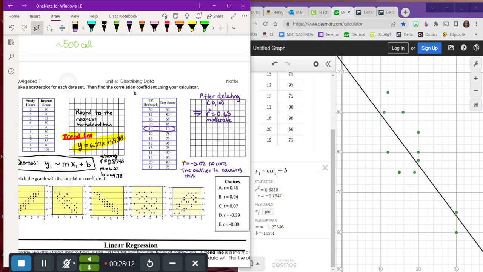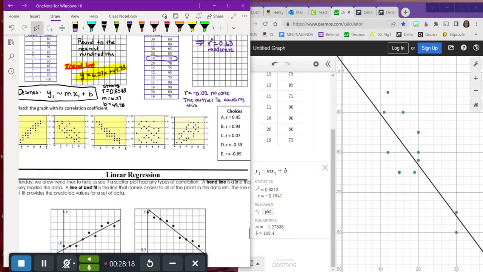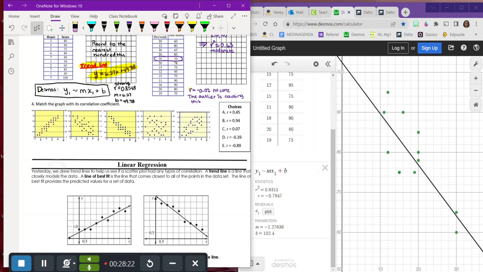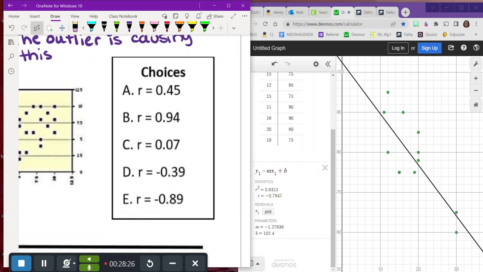All right. Do you all understand what I meant by outliers? Okay. Now, here's a test. It's a matching game. All right, we have these choices right here. Clear? We have 0.45, 0.94, 0.07. Oh, it should be R squared. Negative 0.39, negative 0.89. Which of these is a strong correlation?